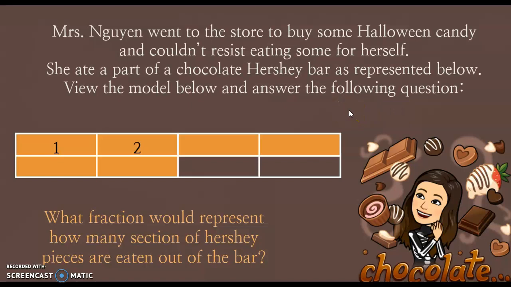As you can see here, I started counting how many are shaded. So here we have a total of 6 shaded pieces, which means the part is 6. I ate a total of 6 pieces. And in the whole bar, there's a total of 8. So my fraction should be 6 over 8. If you got 6 over 8, congratulations. You guys know how to represent fractions by modeling.